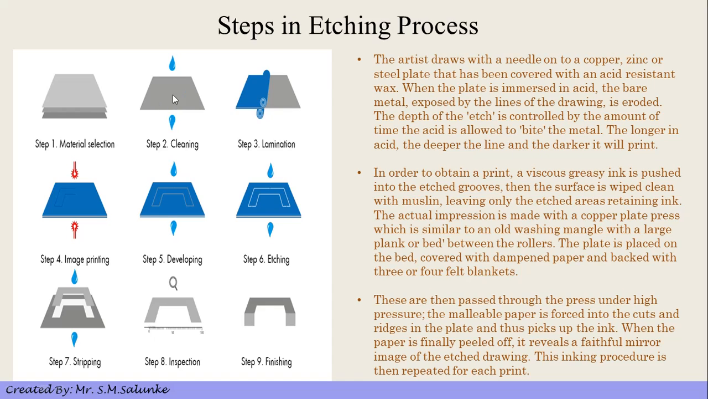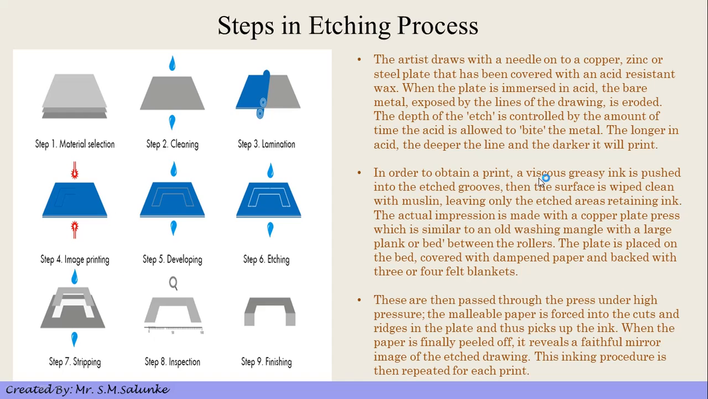So once the drawing is done on the sheet of metal, the acid is introduced to the surface of the metal, and the longer we keep the surface in contact with the acid, the deeper the line will be, because more and more acid will react with more and more metal, and that's why it will create a darker print.